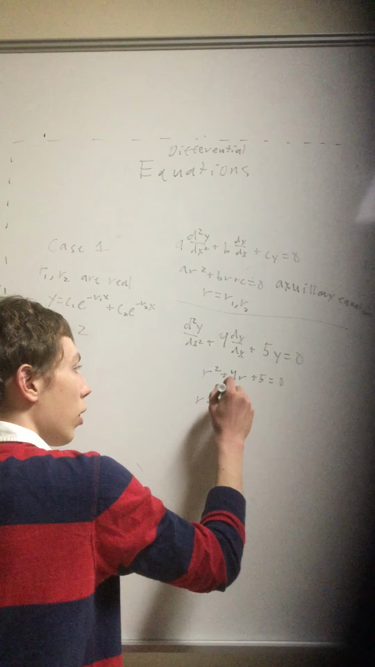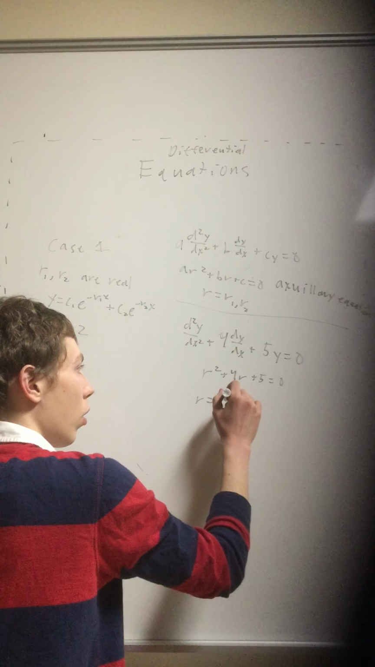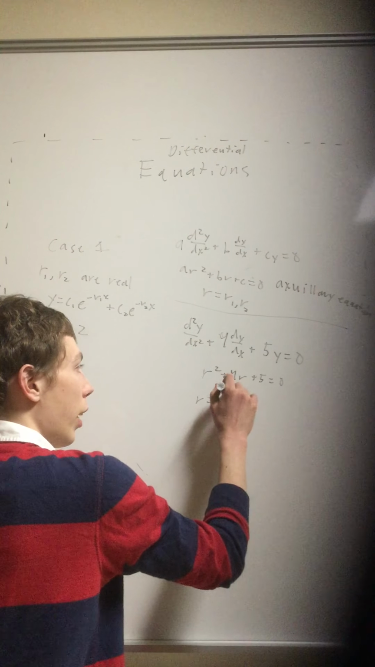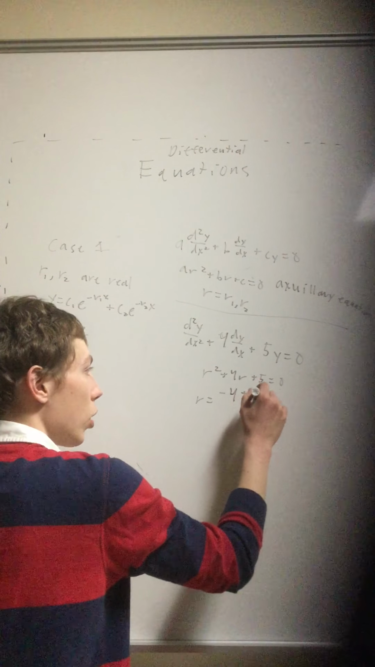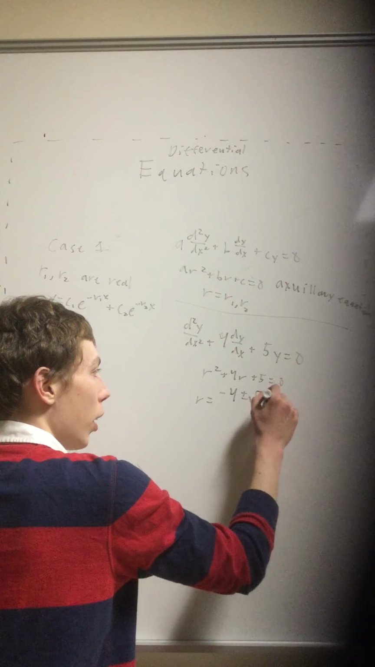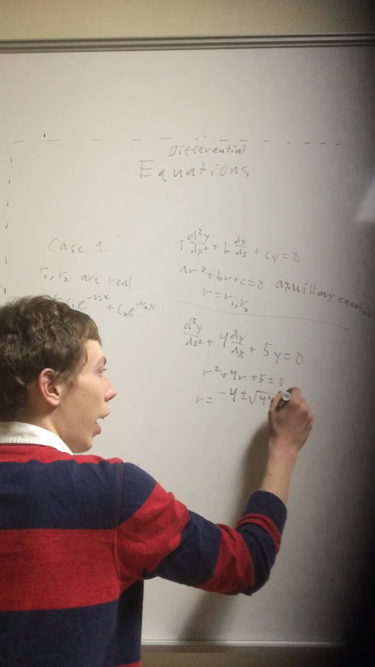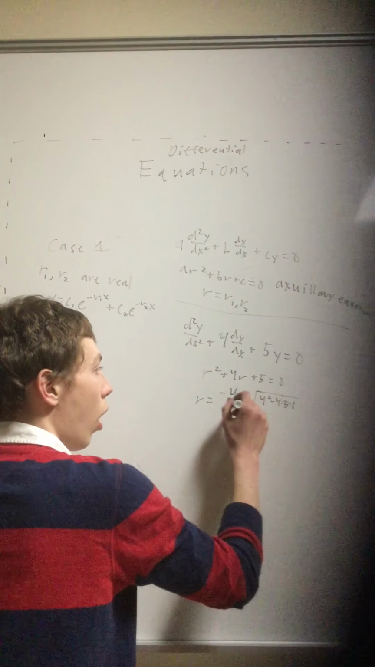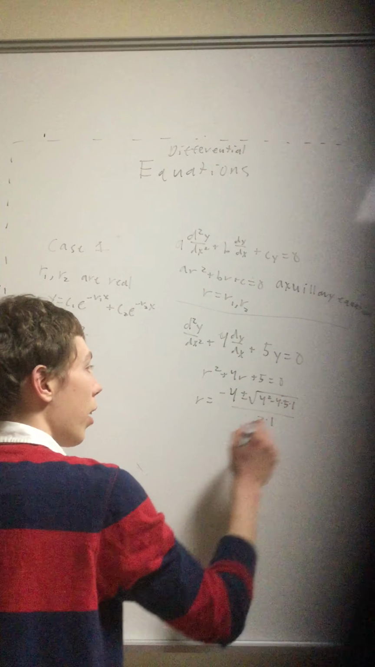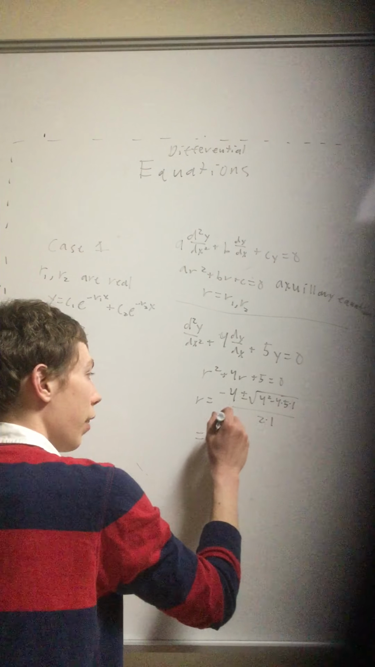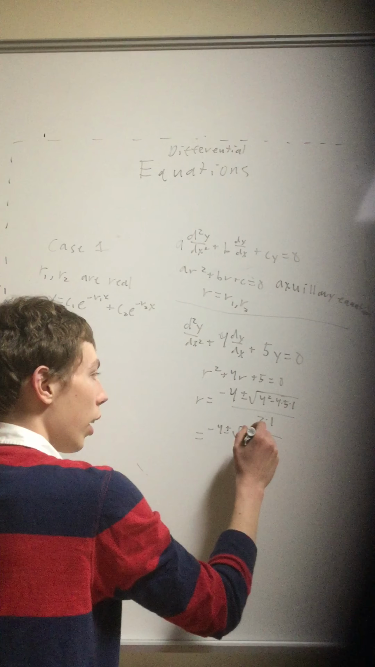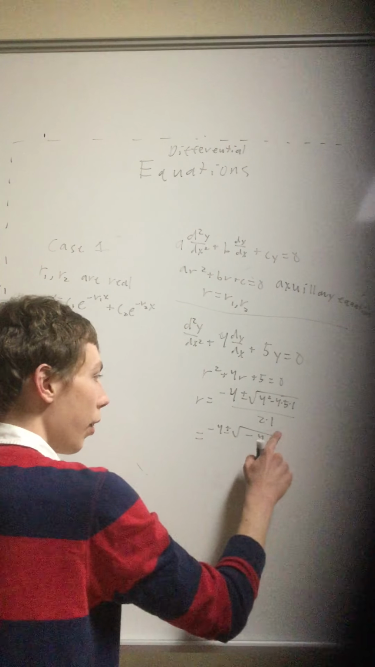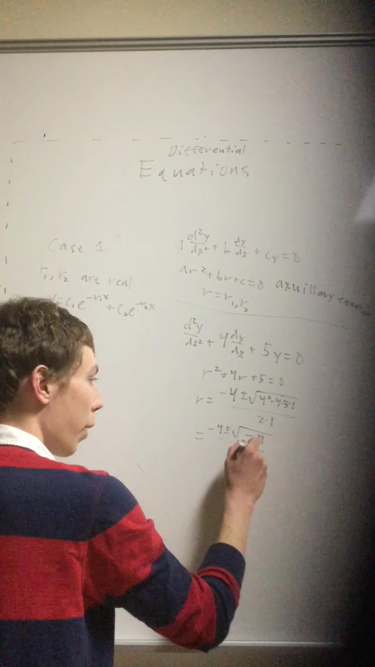R equals negative b plus or minus the square root of b squared minus 4ac all over 2a. So this is equal to negative 4 plus or minus the square root of 16 minus 20, which is negative 4. Now this is interesting. I'll divide by 2.